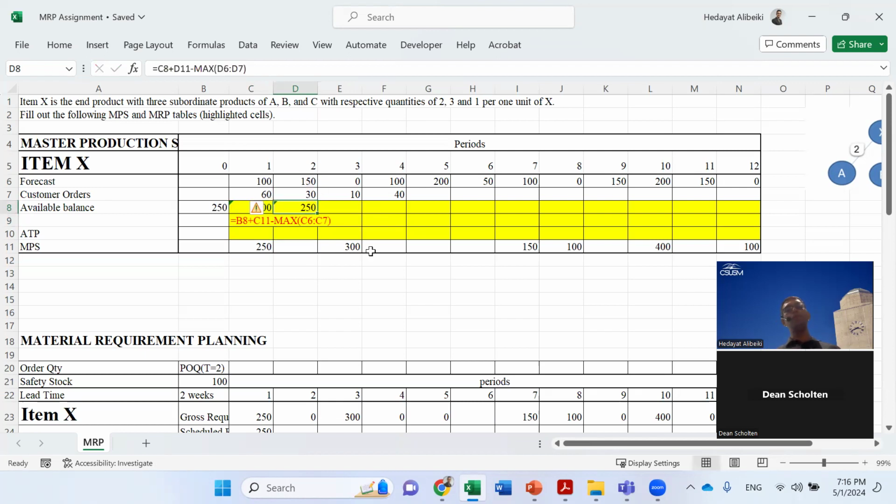So it'll be 250. 250 plus 300, 550 minus 10, 540 is the expected on hand. 540 minus 100, 440. 440 minus 200, 240. 240 minus 50, 190.